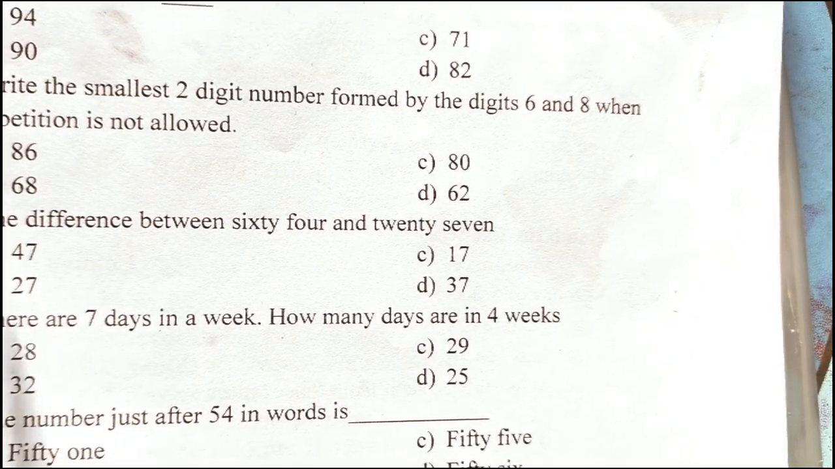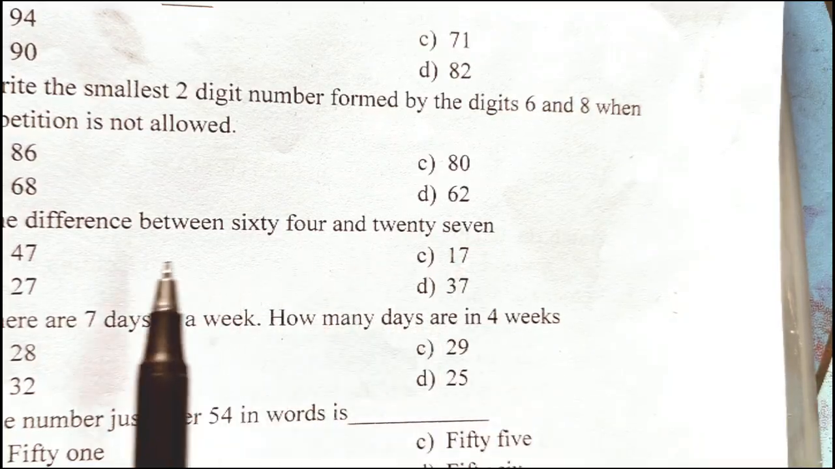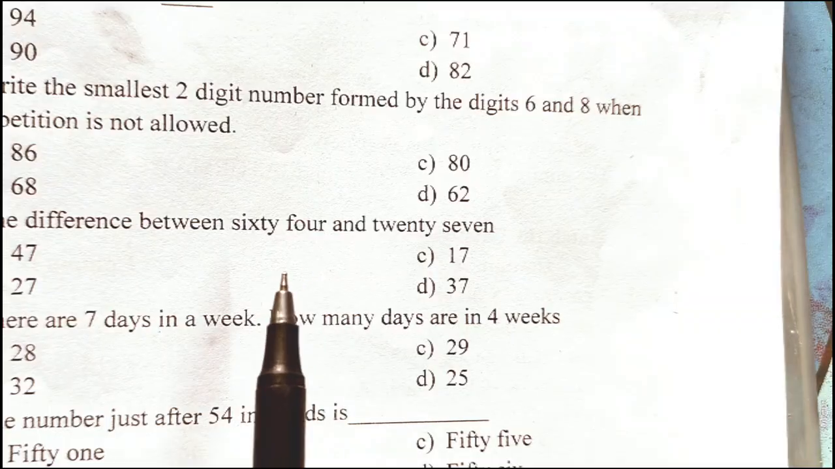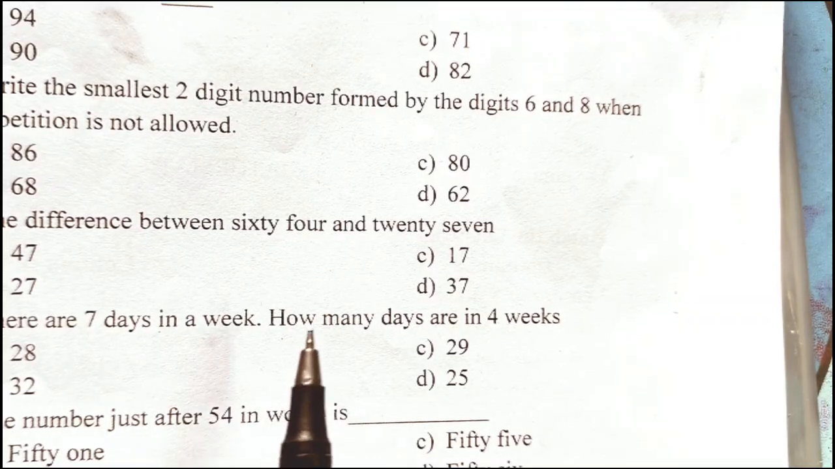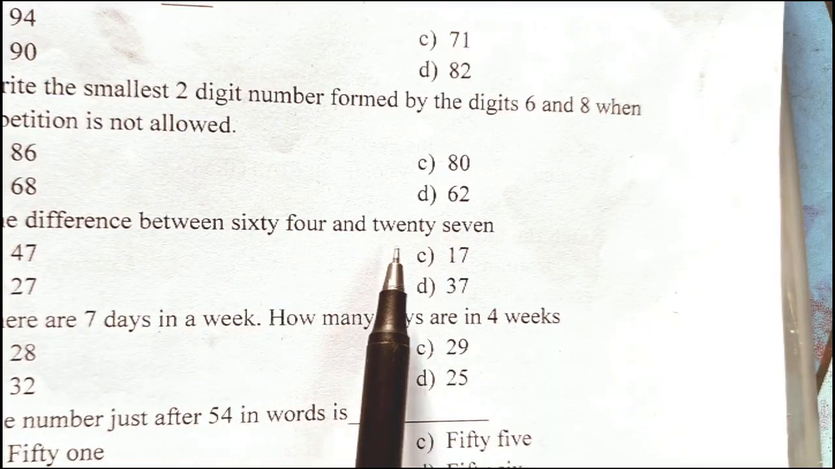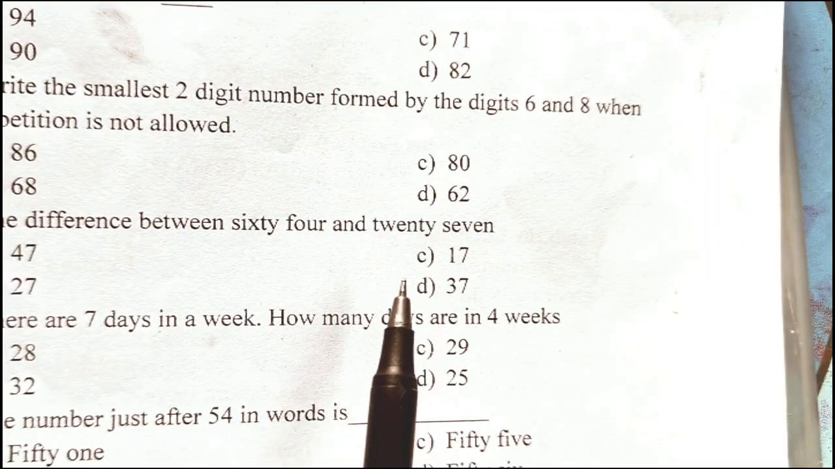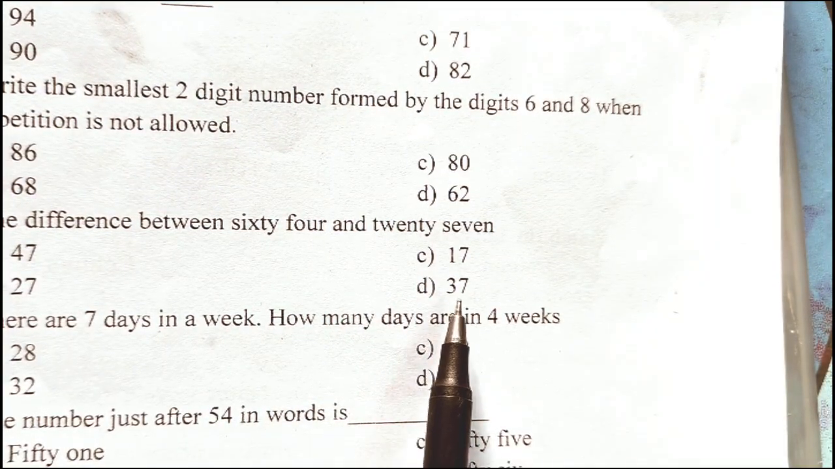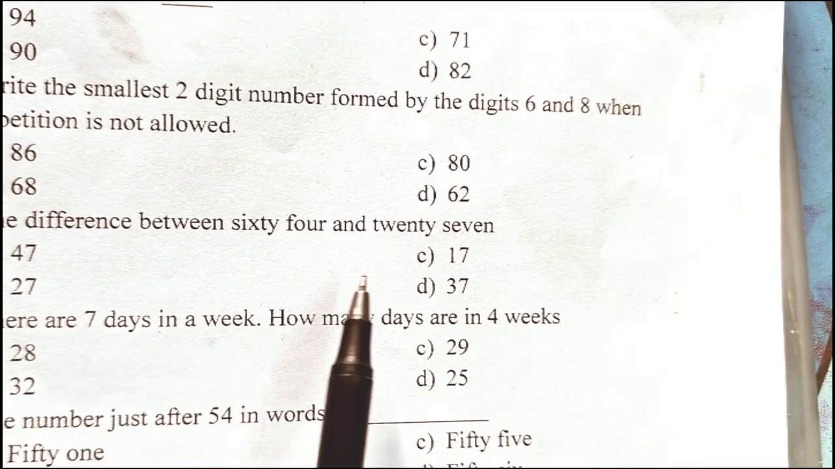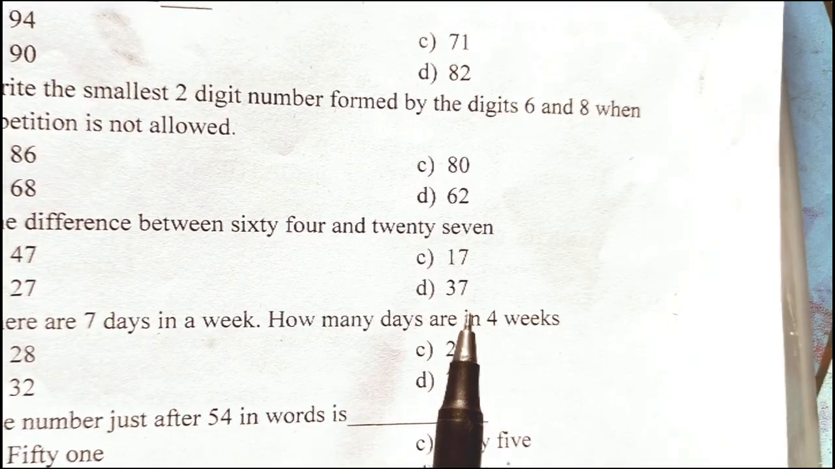Now 5. The difference between 64 and 27. That is 64 minus 27 is equal to 37. Okay. If we subtract 27 from 64, the answer will be 37. So the option D is the correct answer.